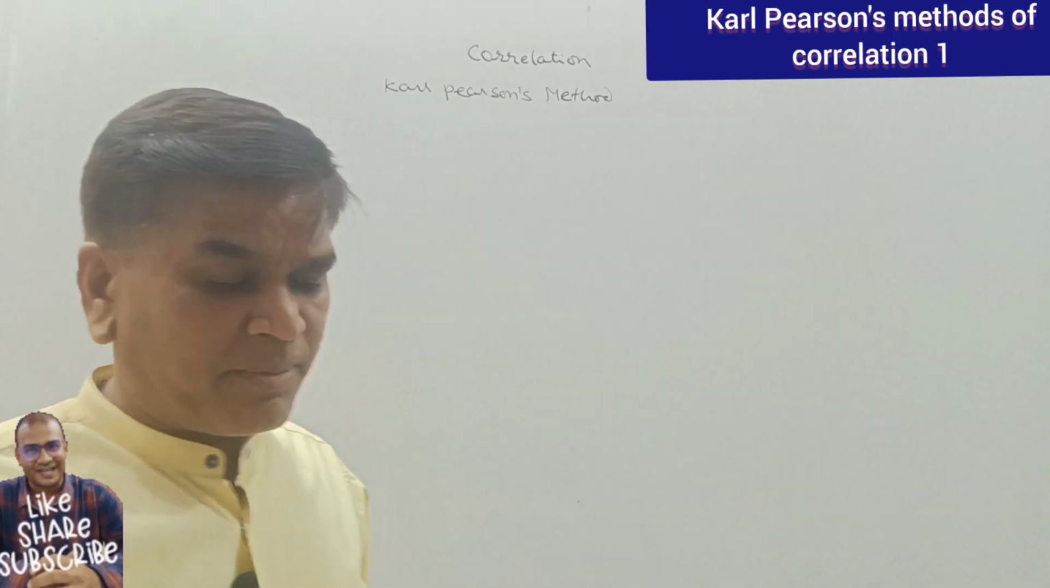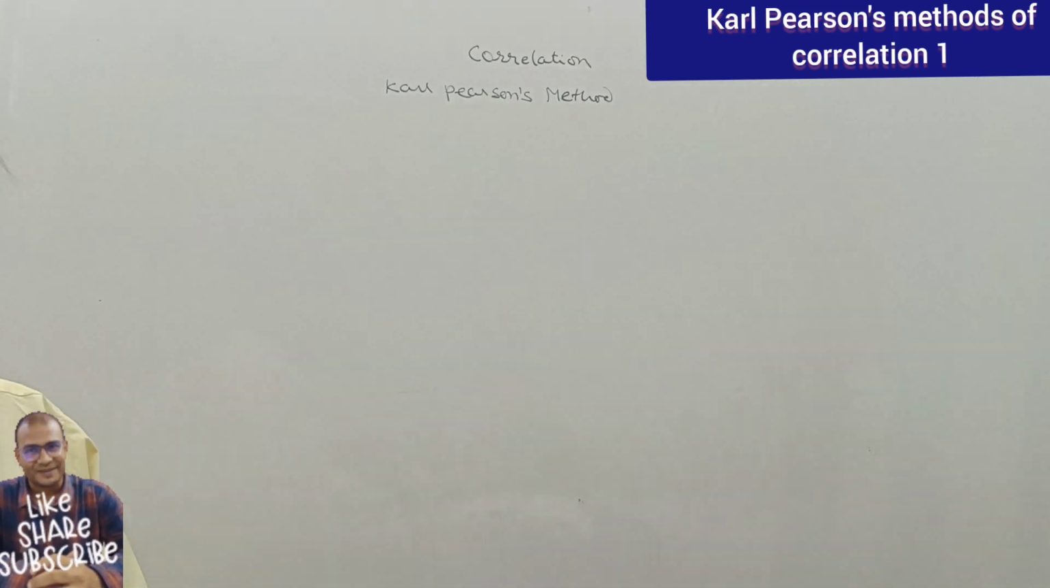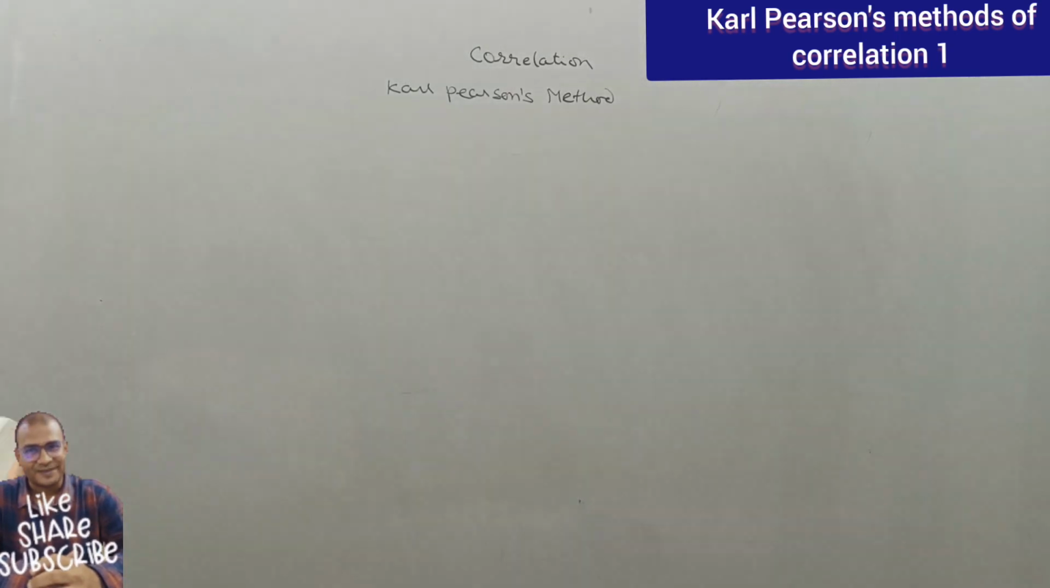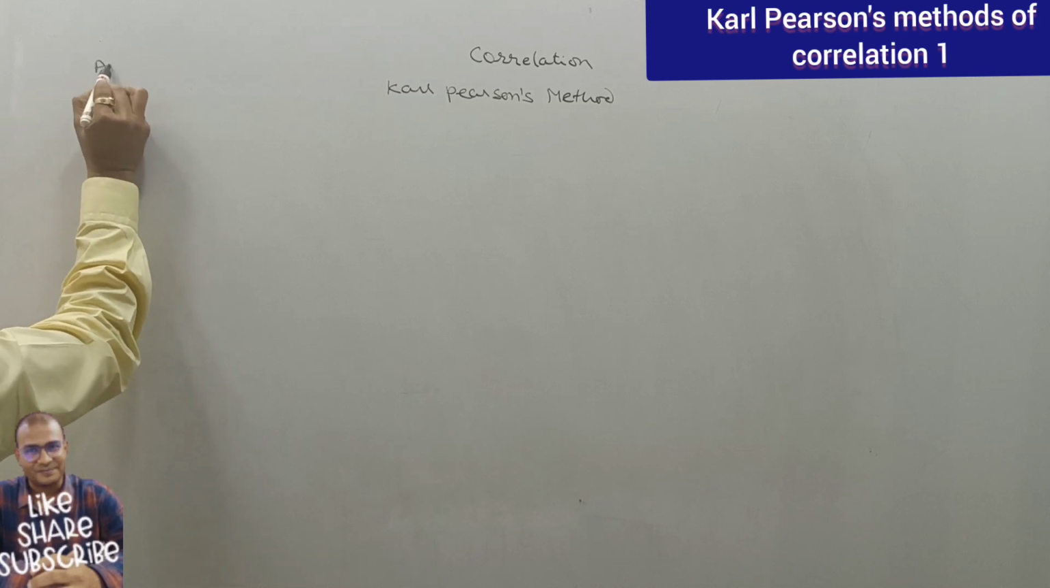So I have the formula, and I have a question. Very first, the question: calculate the Pearson coefficient of correlation from the following data. The age of the husband is given.